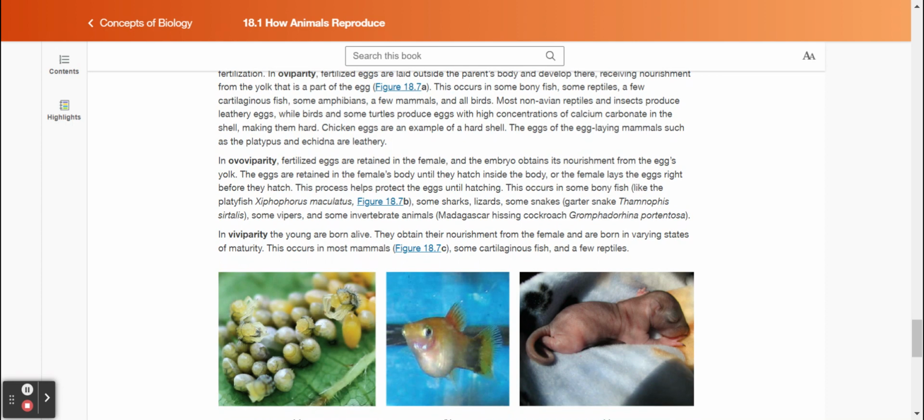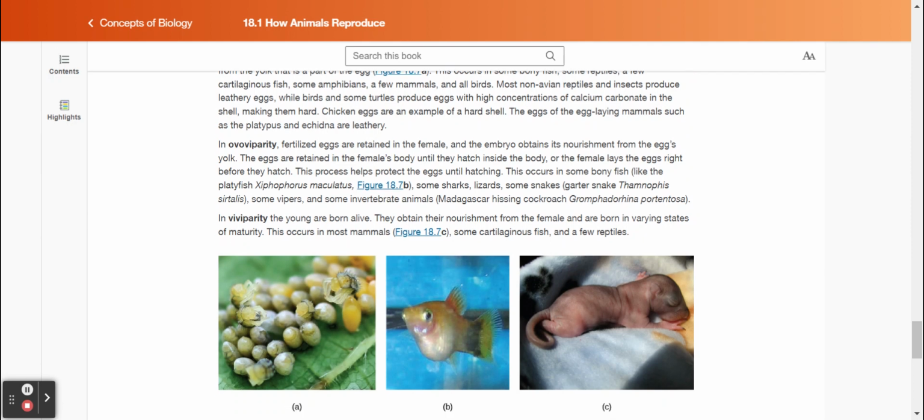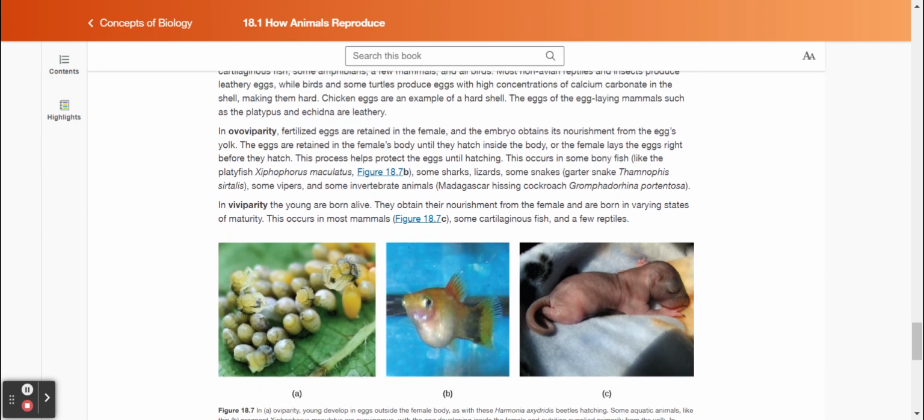Most non-avian reptiles and insects produce leathery eggs, while birds and some turtles produce eggs with high concentrations of calcium carbonate in the shell, making them hard. Chicken eggs are an example of a hard shell. The eggs of the egg-laying mammals, such as the platypus and echidna, are leathery.